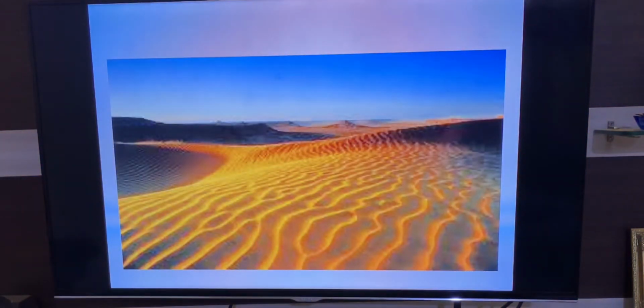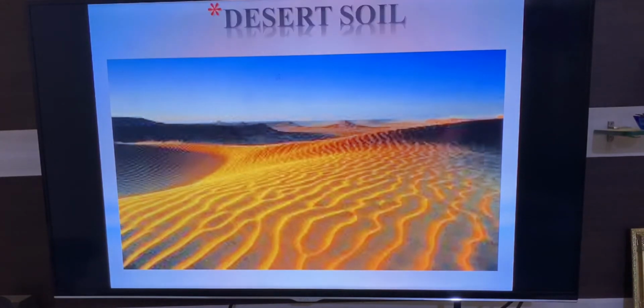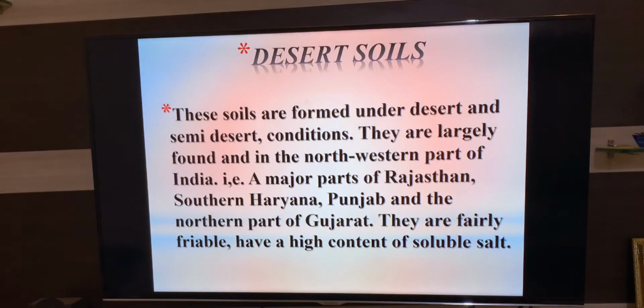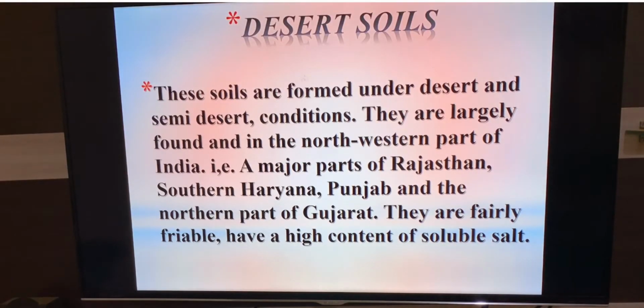Next, we will learn about desert soil. These soils are formed under desert and semi-desert conditions. Largely found in the northwestern part of India, major part of Rajasthan, southern Haryana, Punjab and the northern part of Gujarat. They are fairly friable, have high content of soluble salt.